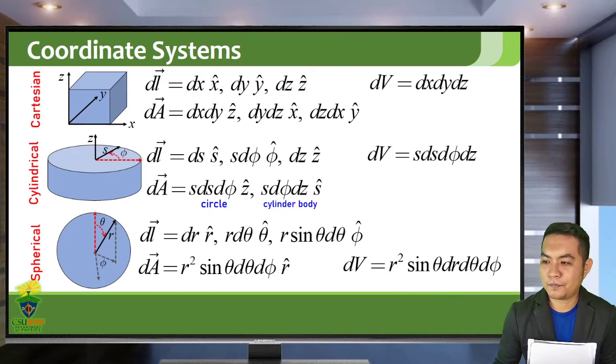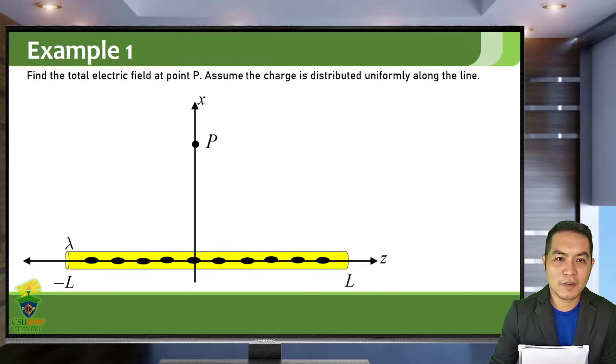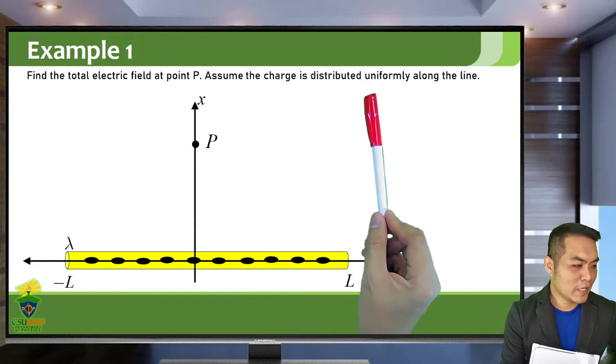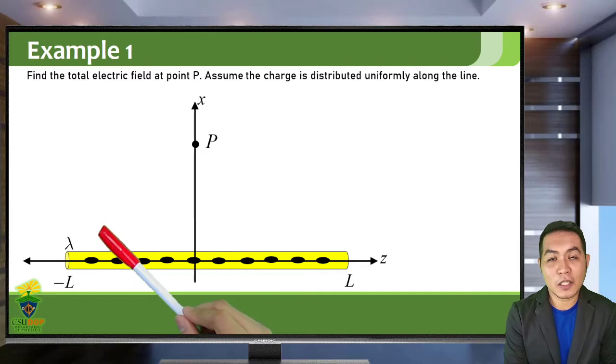So for our first example, for Coulomb's law in continuous charge distribution, we will have a line charge distribution. Our line charge here is distributed along the z-axis, and we are asked to find the electric field at point P, which is a point on the x-axis. And we are to assume that the charge is distributed uniformly along the line. So this means that our lambda here is constant, meaning it's just equal to the total charge over the total length.